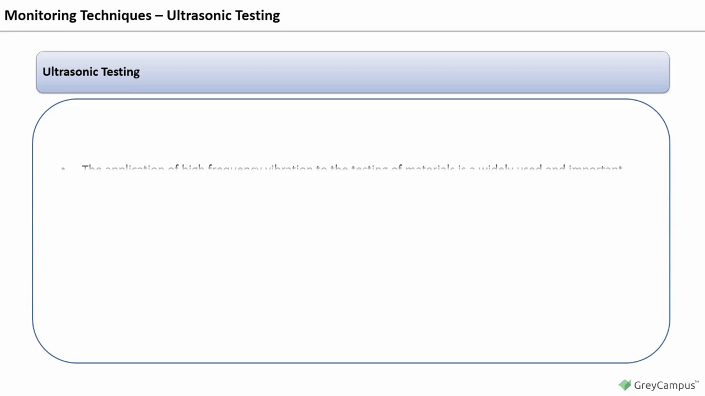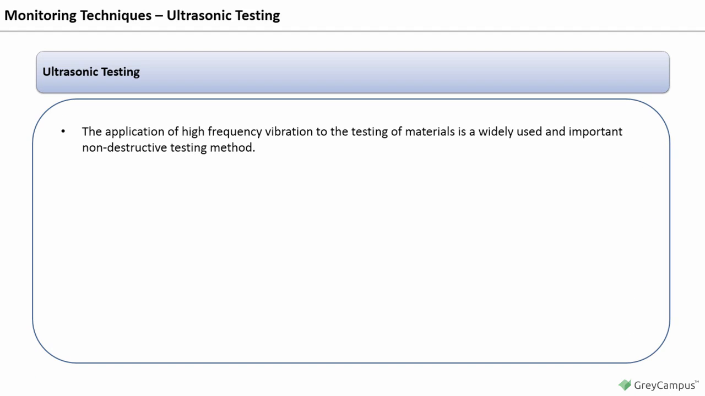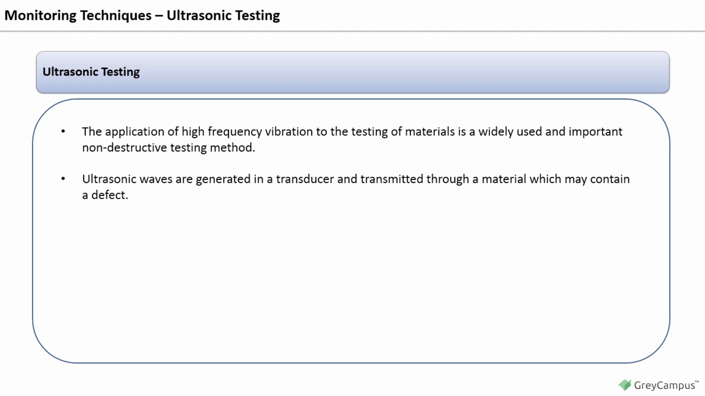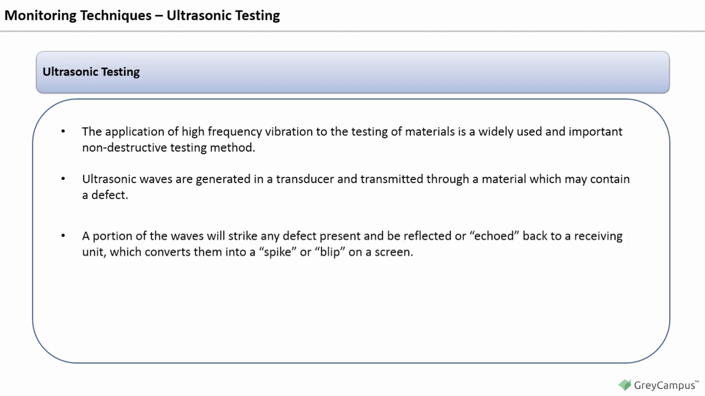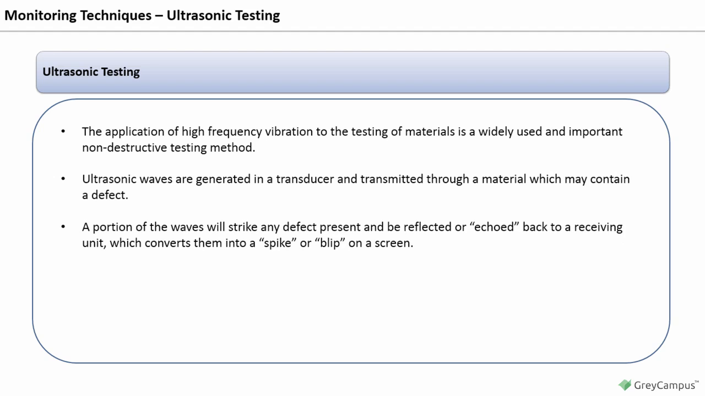Ultrasonic testing. The application of high-frequency vibration to the testing of materials is a widely used and important non-destructive testing method. Ultrasonic waves are generated in a transducer and transmitted through a material which may contain a defect. A portion of the waves will strike any defect present and be reflected or echoed back to a receiving unit, which converts them into a spike or blip on the screen.